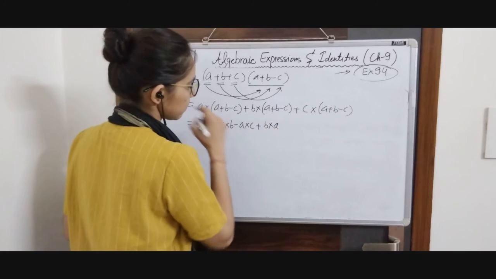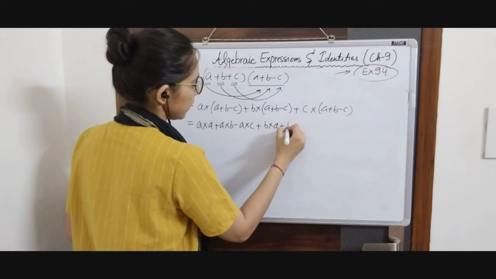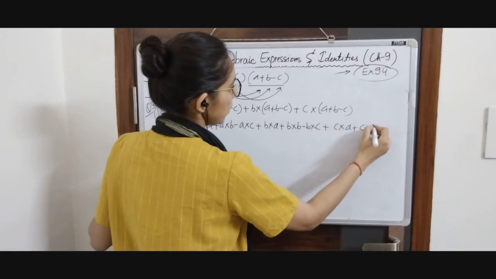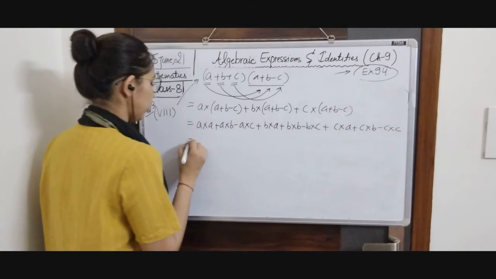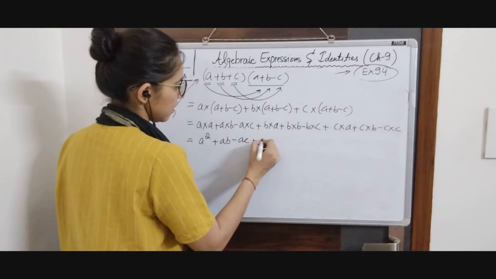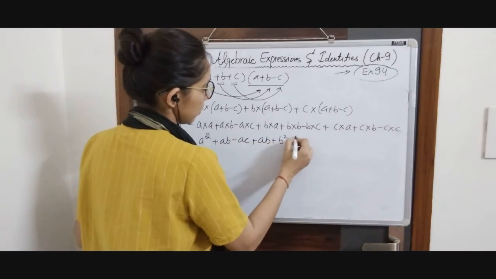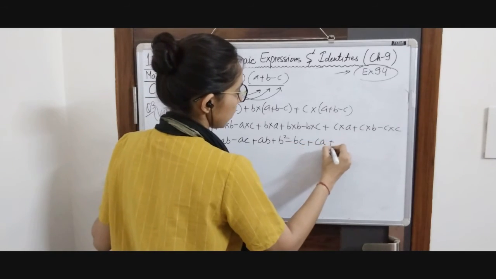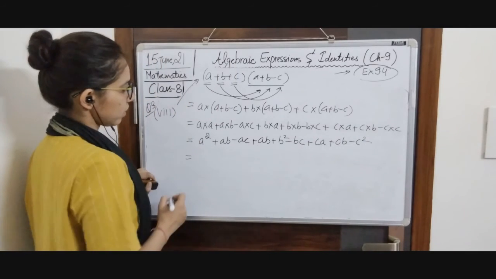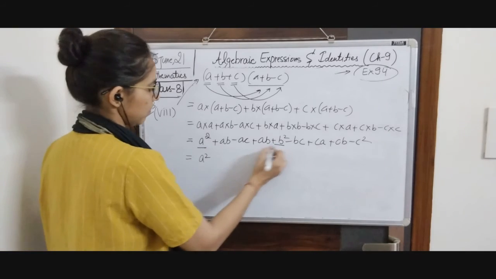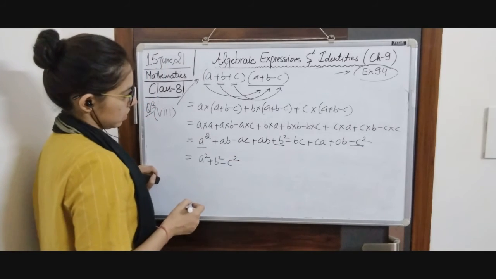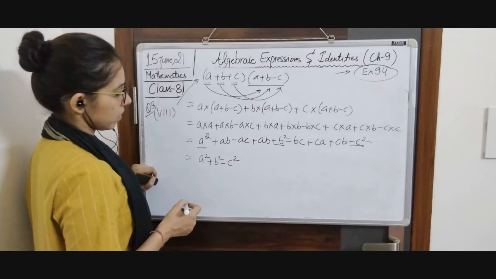Similarly, the next multiplication: b into a plus b into b minus b into c, plus c into a plus c into b minus c into c. We are going to simplify it a bit. a square plus ab minus ac plus ab plus b square minus bc plus ca plus cb minus c square. We are going to write a square first, then plus b square and minus c square. These are not like terms, but I have written them first.